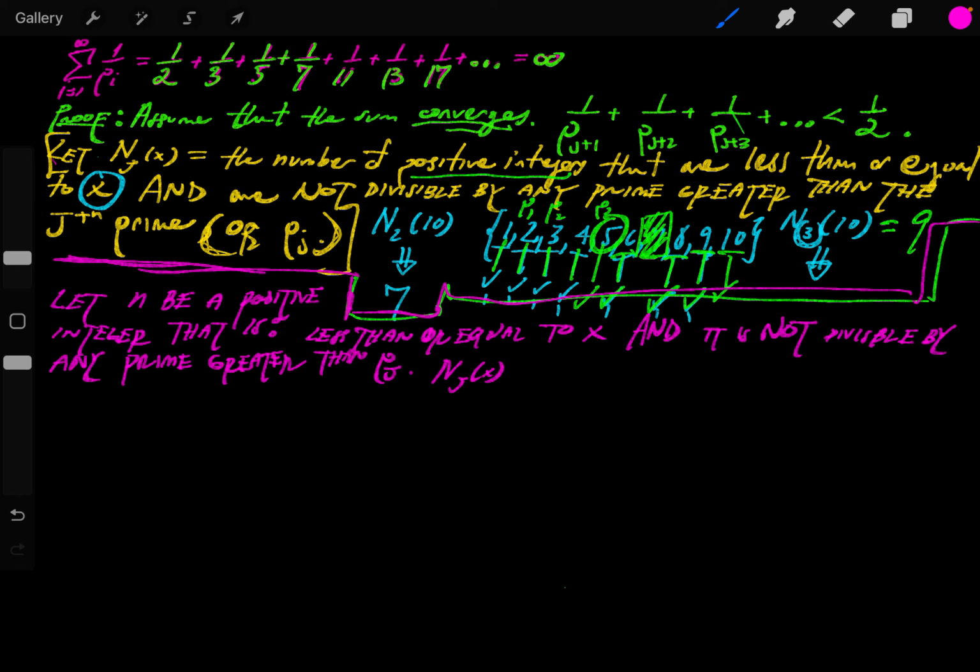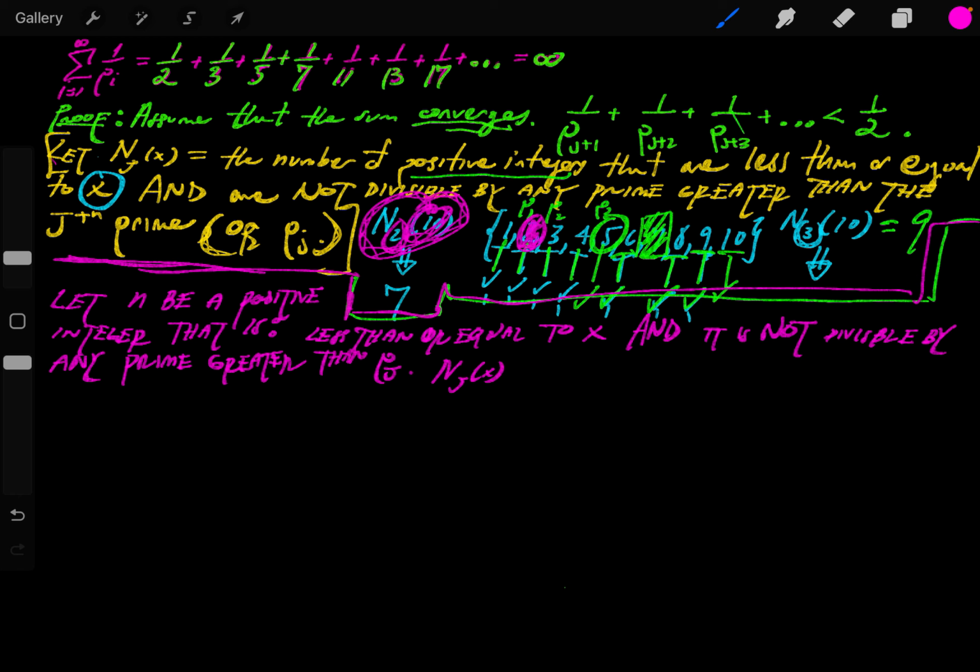Like in this case, let's take this here. 2 was in there, because 2 was less than or equal to 10, and it wasn't divisible by any prime greater than 3, because this is the second prime in this case, and so forth. So this 2 could have served as the role for n.